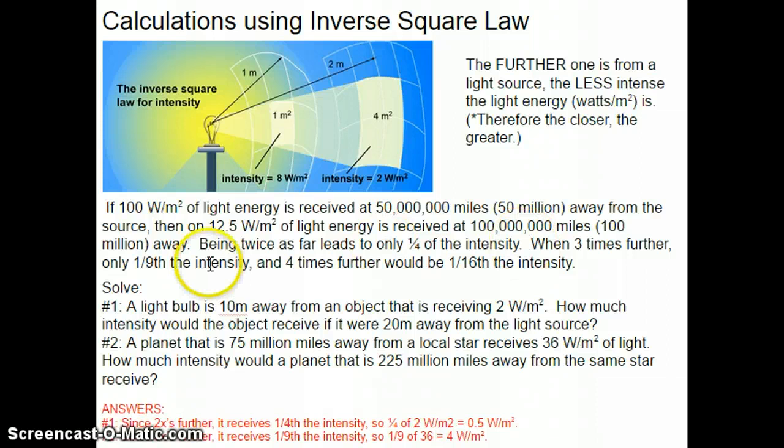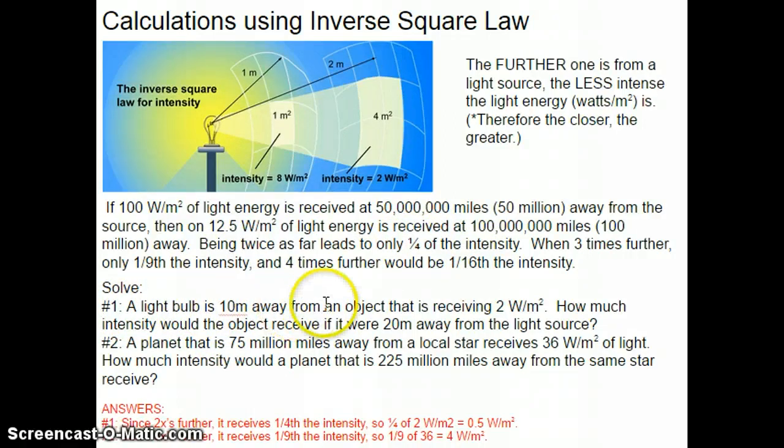If it's 3 times further, it would only have 1/9 the original intensity. And if it were 4 times further, it would be 1/16 the intensity. And I can use these the opposite way. If something is 3 times closer, it would be 9 times the intensity. If it were 4 times closer, it would be 16 times the intensity. And if it were half the distance, it would be 4 times more intense. So here's a couple practice problems you can solve on your own.